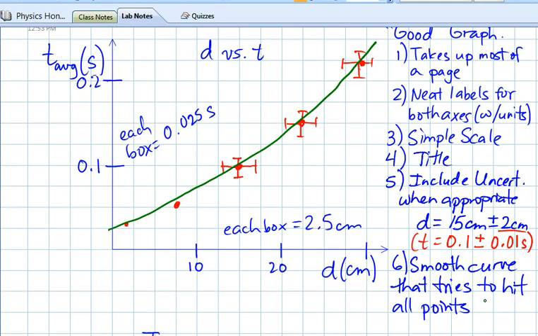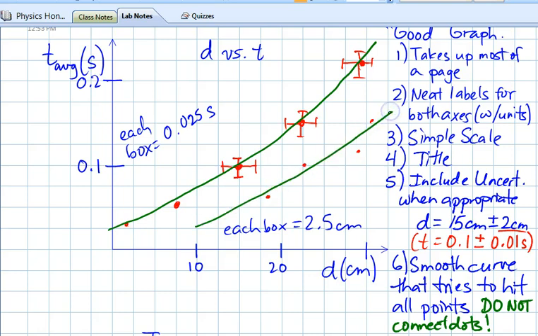One thing you don't want to do is do not connect the dots. When you connect the dots, what you're saying is, my data is perfect. You don't want to do this because you know that your data is not perfect. So if you have a bunch of data points that are maybe here, here, here, and here, it's better to draw a nice smooth curve that tries to sort of split the difference rather than connect the dots. Don't do that.